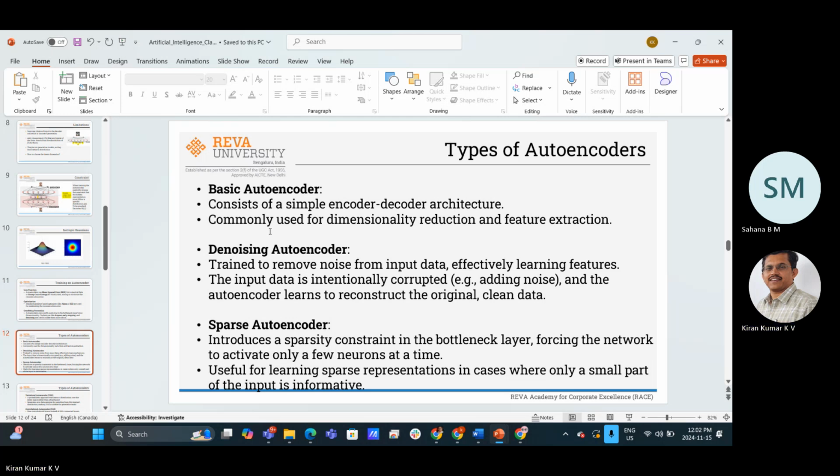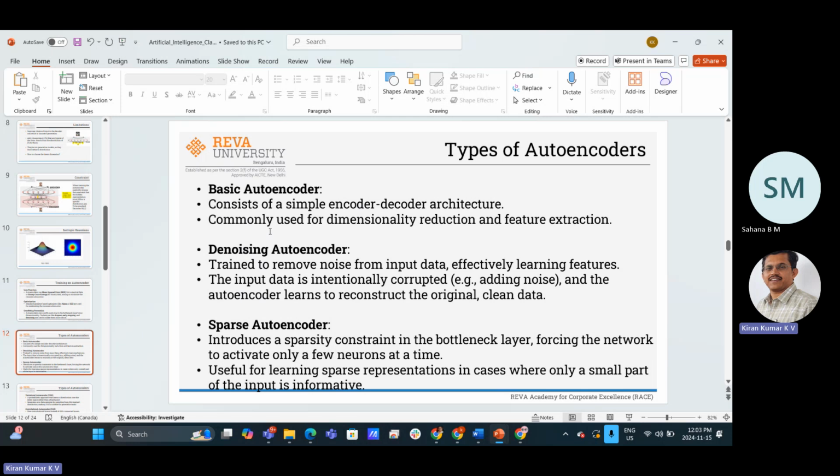What do you do here? We remove noise from the input data, for effective learning of the features. We intentionally corrupt the data, send it through the encoder and decoder, and let it reconstruct the original, clean data. The encoder and decoder you get from that are among the best autoencoders you can utilize later. Next comes the sparse autoencoder.